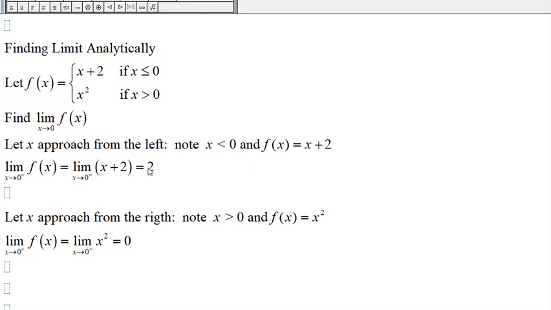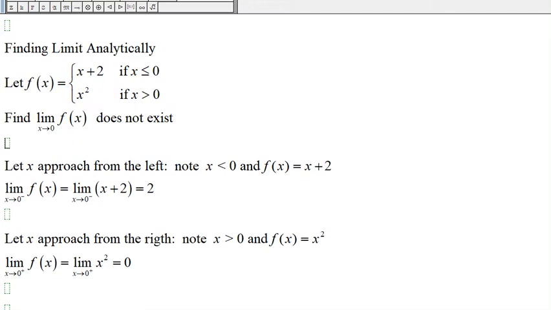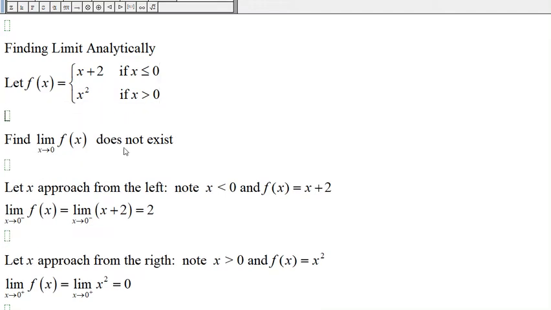And recall that if the limit from the left and the limit from the right are not equal, then we say that the limit does not exist. And so the limit of f of x as x approaches 0 does not exist, because the limit from the left is 2, the limit from the right is 0, and therefore the limit of f of x as x approaches 0 does not exist.